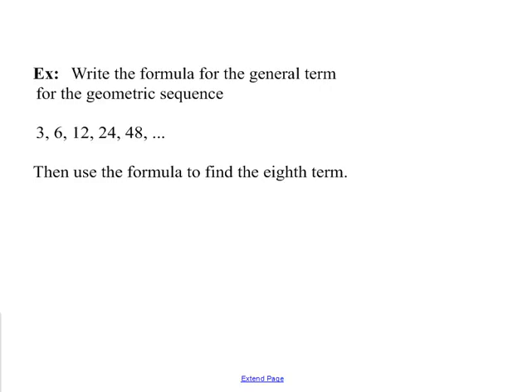All right, in the next example, it says, write the formula for the general term for the geometric sequence. Then use the formula to find the 8th term. Looking at the sequence that they give us here, we need to determine first what a sub 1 is. We can see that pretty clearly. 3 is the first term of the sequence. And the common ratio, well, remember, 6 divided by 3 is 2, 12 divided by 6 is 2, 24 divided by 12 is 2. Common ratio is 2.